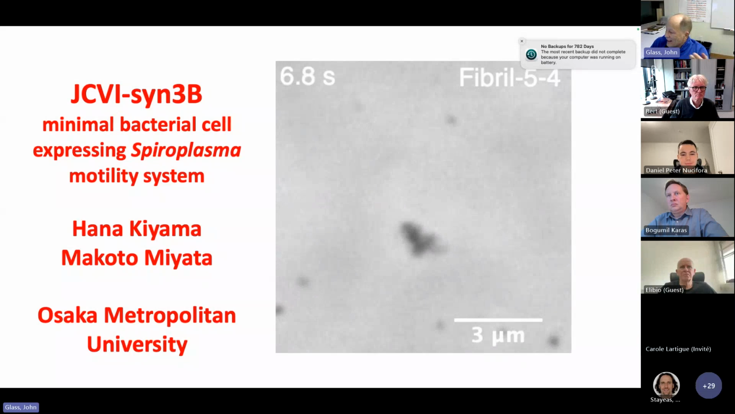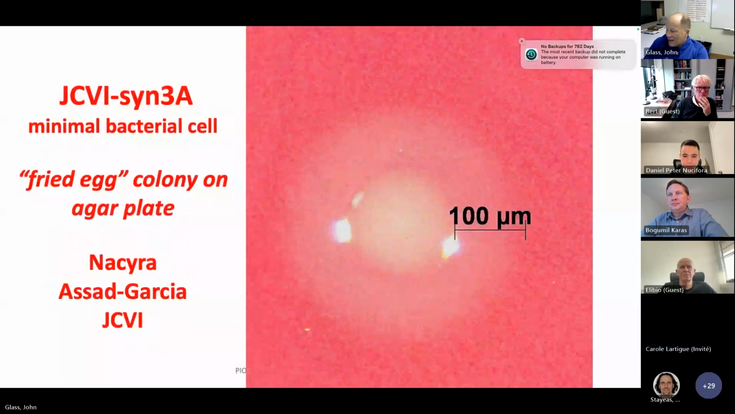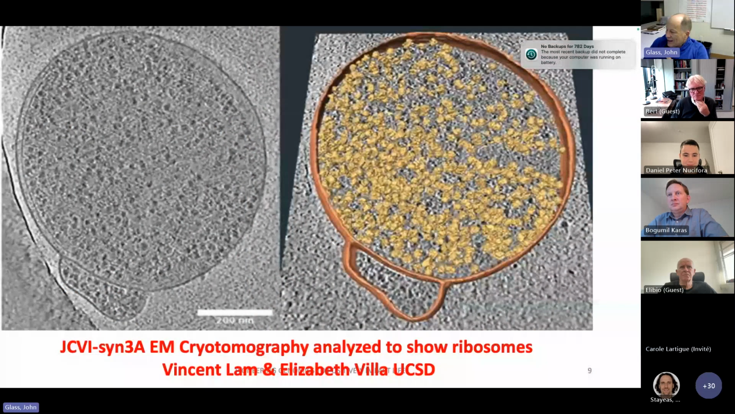And I like to think that I would have been courageous enough to try this experiment, because I was not expecting this to work when I first heard about it. But there it is. Some negative stains of the minimal cell. A fried egg colony for you mycoplasma fans. The cryotomography from Elizabeth Villa's group at UCSD. On the right, you can see ribosomes, and we average out to about 700 per cell.